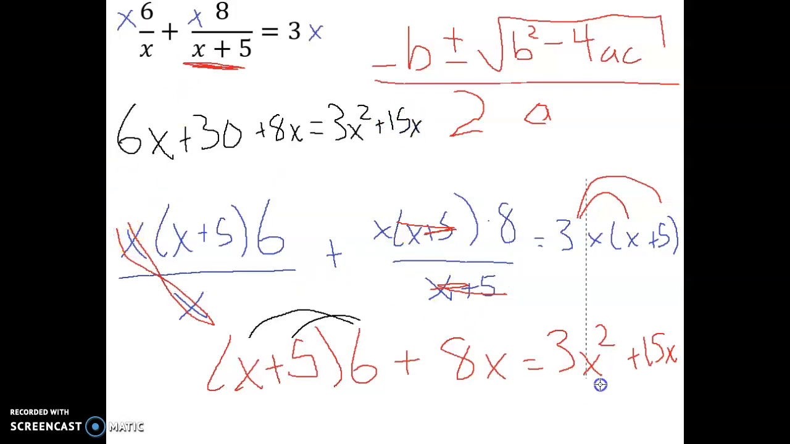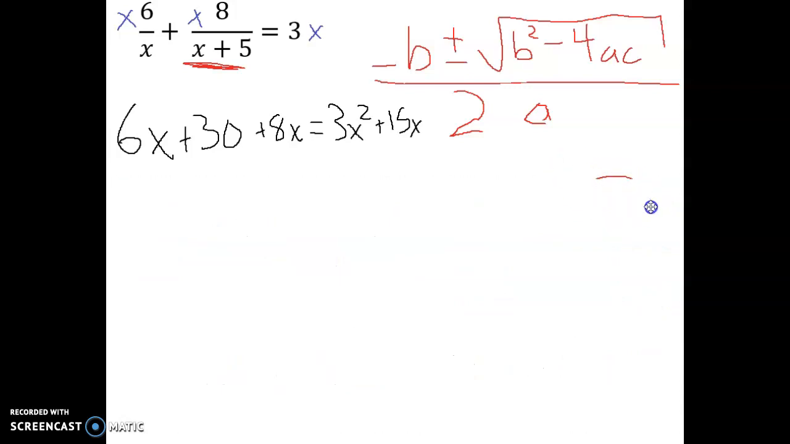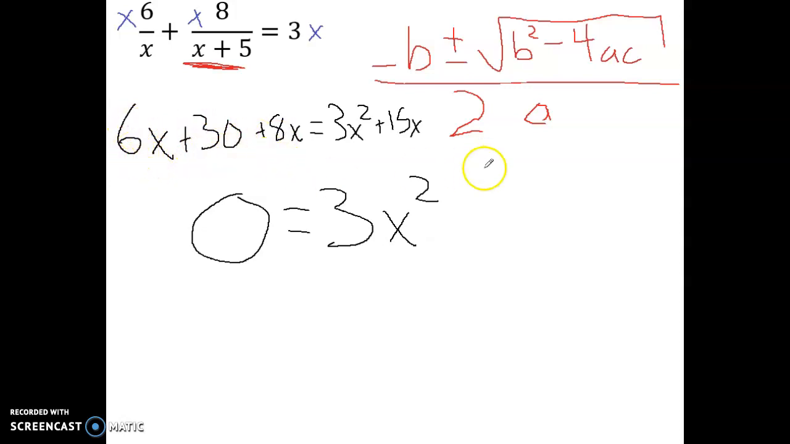All right, so I'm not going to do this one all the way through, but I'm going to take it one step further. I'm going to get a 0 on this side on the left, and on the right, I'm going to combine everything. So 3x squared. I have 15x. Over here, I had a total of 14x. So subtract away those 14x, and you would just have 1x over here. And you have a positive 30. Subtract away that, and you'd have a minus 30.